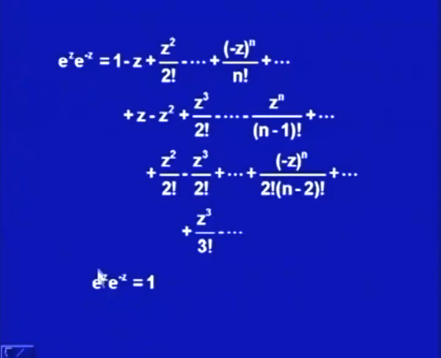We already know that e^z into e^minus z is equal to 1, but by actually multiplying two power series, this also gives us 1. So, term by term multiplication of power series is possible.